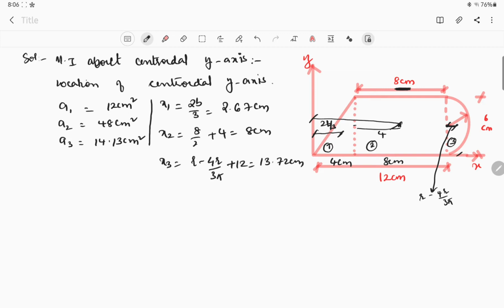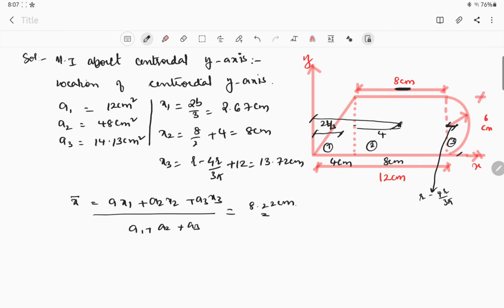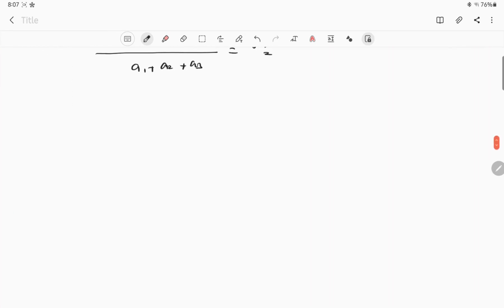13.72 centimeters. Okay, we got the value of x1, x2 and x3. So we'll calculate x bar now. X bar is equal to (a1 x1 plus a2 x2 plus a3 x3) whole divided by (a1 plus a2 plus a3). Once you substitute all the values, you will get x bar as 8.22 centimeters. We got the value of x bar now. So after calculation of x bar, we will calculate y1 now.